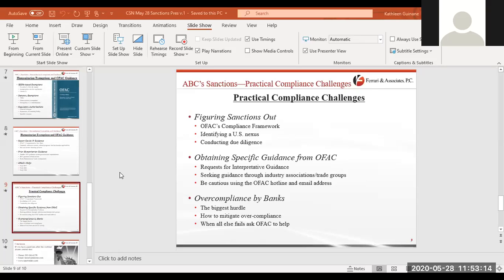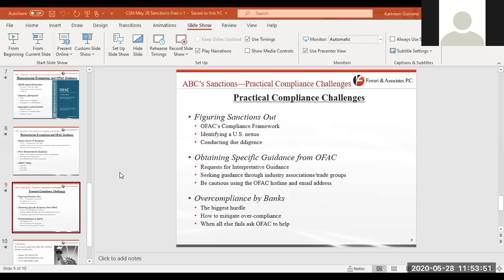So I would be very cautious about relying solely on the hotline and the email address to get your guidance. A lot of people like to do so because it's much quicker than putting in a license application or interpretive guidance request, or seeking guidance through an industry group or a trade association. But you can't necessarily always rely on that advice 100%. Sometimes they don't have all the facts, or maybe they're not understanding the inquiry, but you should take caution in relying on advice from those sources.